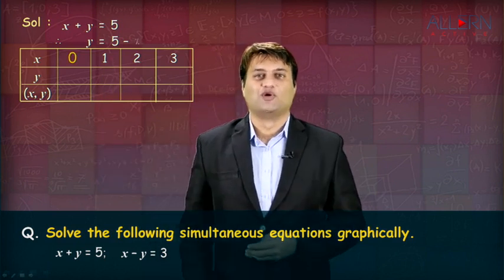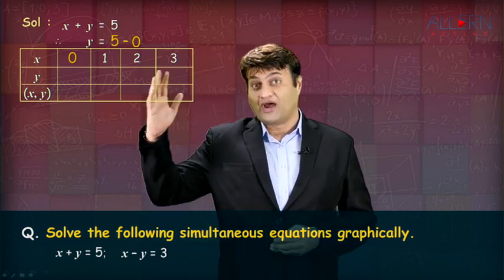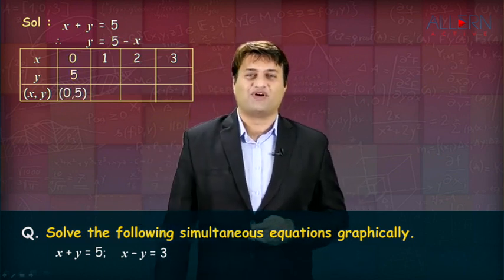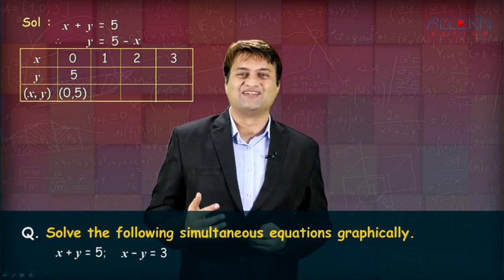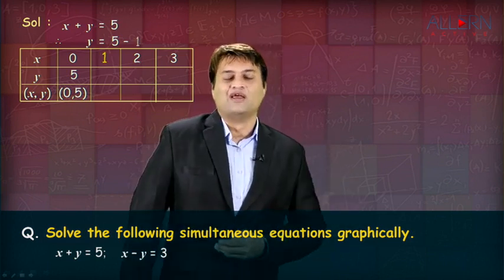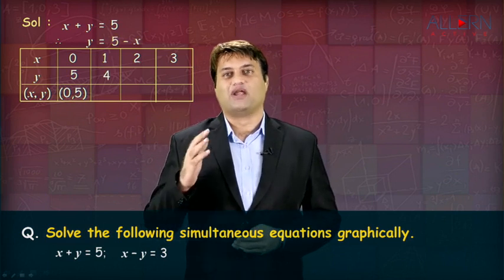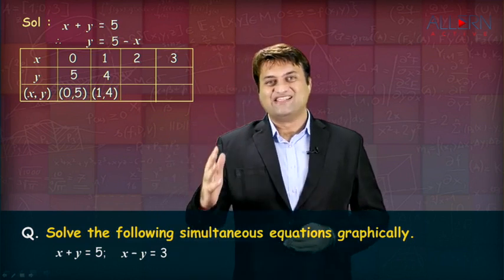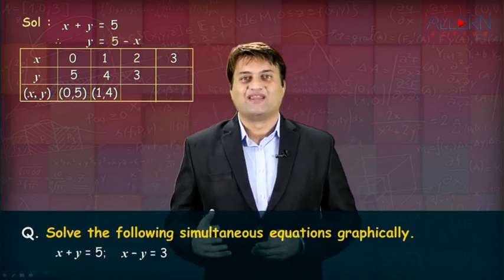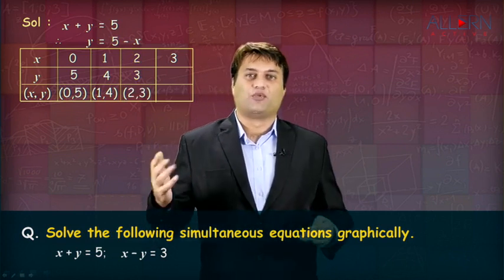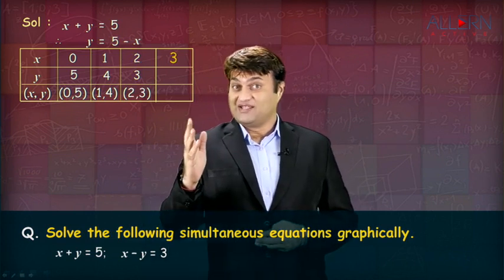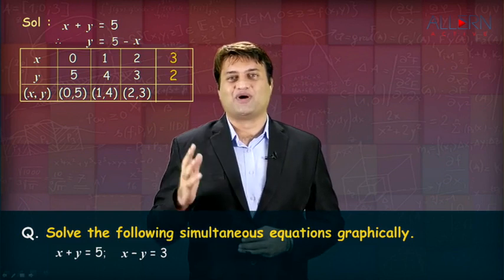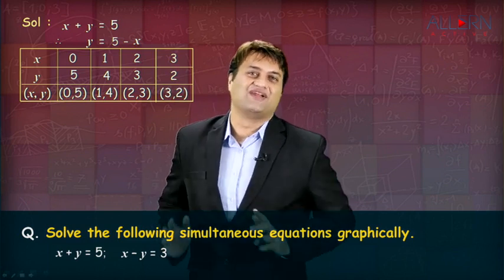So let's substitute x is equal to 0, you get y is equal to 5 minus 0, and you get the point 0 comma 5. Something very similar to the previous sum, right? When x is equal to 1, y is equal to 5 minus 1, y is equal to 4, and the point is 1 comma 4. When x is equal to 2, y is equal to 5 minus 2, y is equal to 3, you get the point 2 comma 3. When x is equal to 3, y is equal to 5 minus 3, y is equal to 2, the point is 3 comma 2. I think the table formation is very easy, right?